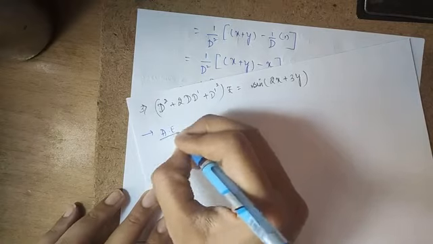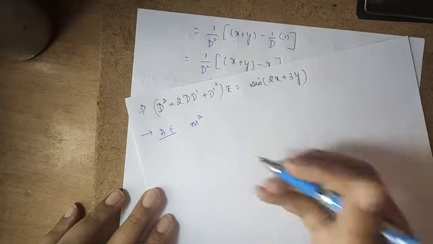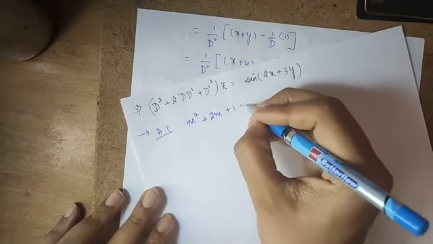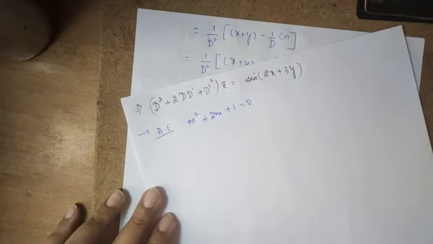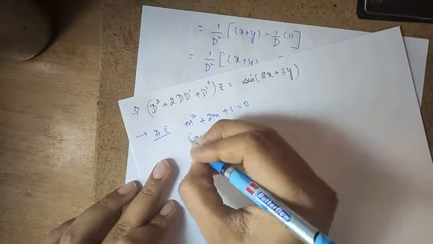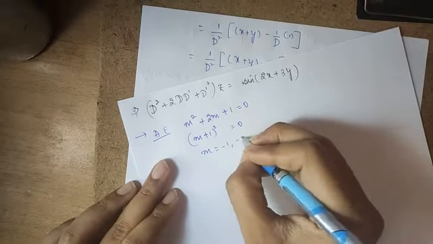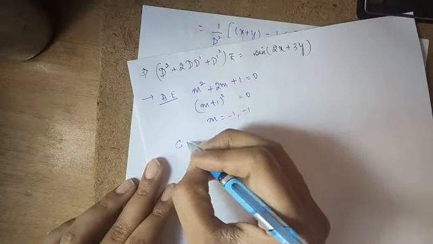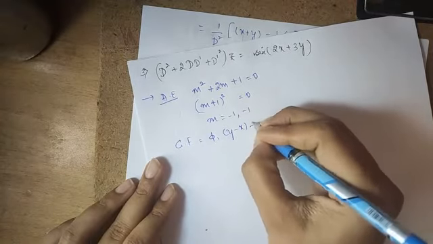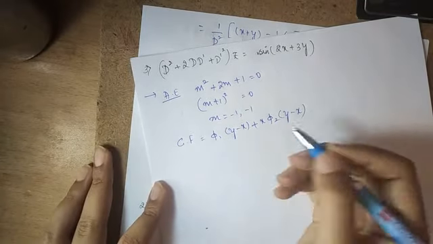Auxiliary equation will be m square plus 2m plus 1 is equal to 0. So this is nothing but a plus b whole square form. So I can write m plus 1 whole square is equal to 0. So I will get m as minus 1, minus 1. So complementary function, the roots are repeated. So phi 1 of y minus x plus x into phi 2 of y minus x. This is my complementary function.